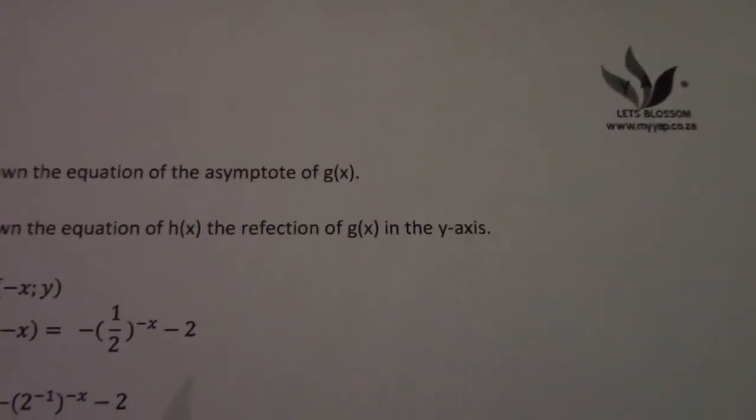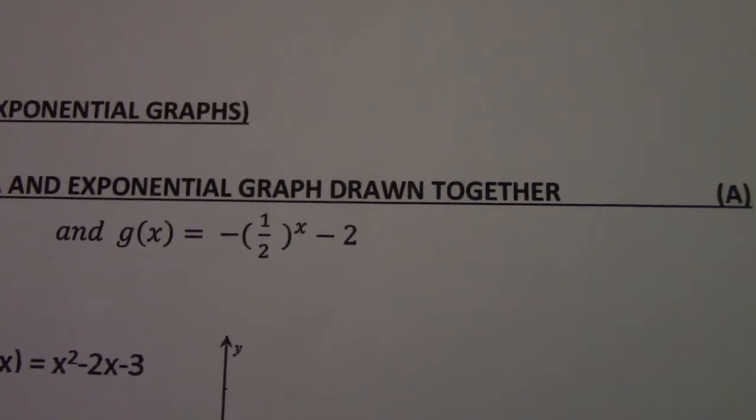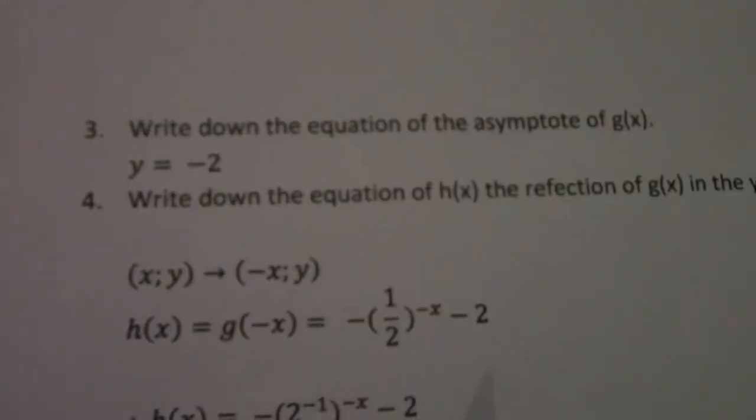Right? They can ask us to write down the equation of the asymptote of g of x. So g of x has an asymptote, and that's y equal to q. So you see that q value is minus 2. So here, simply y equal negative 2.